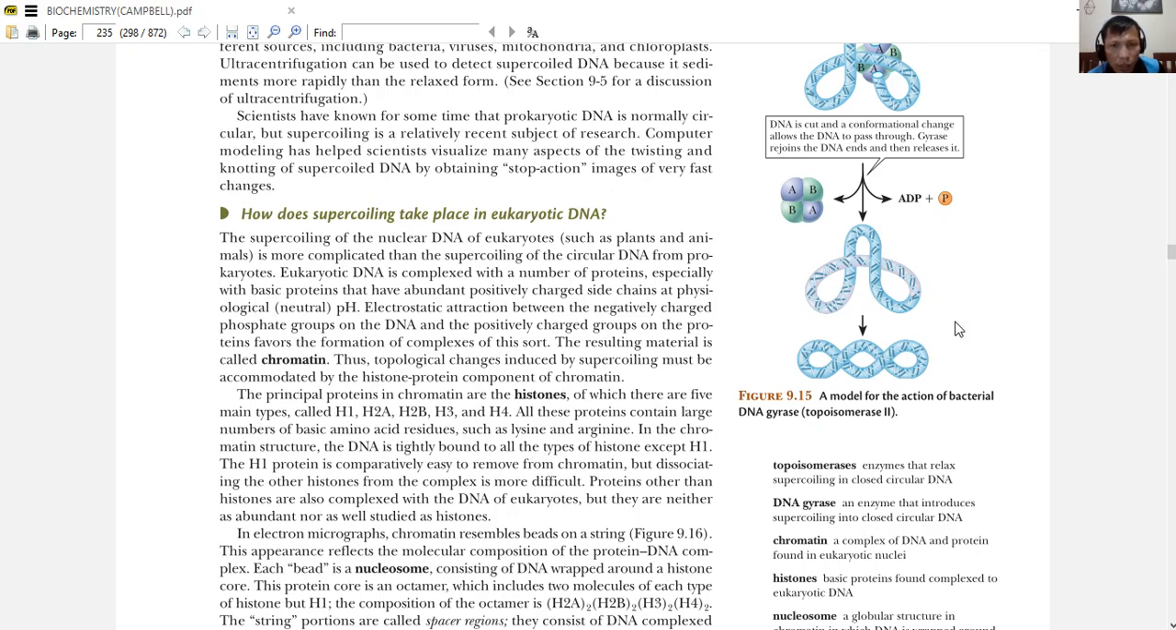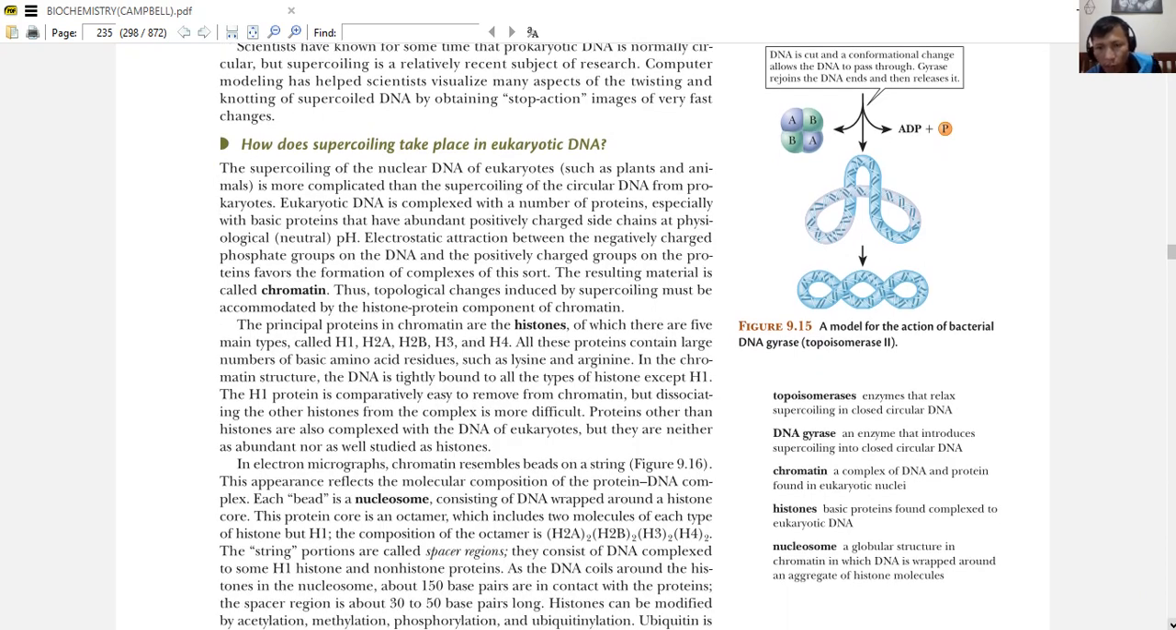Supercoiling of DNA in eukaryotes such as plants and animals is more complicated than the supercoiling of the circular DNA from prokaryotes. Of course, those more complicated cells also have more complicated supercoiling in terms of discussion. So that's what it says here. Anyway, you have the term chromatin. Chromatin is a complex of DNA and protein, found in eukaryotic nuclei. So it's inside the nucleus of a eukaryotic cell.